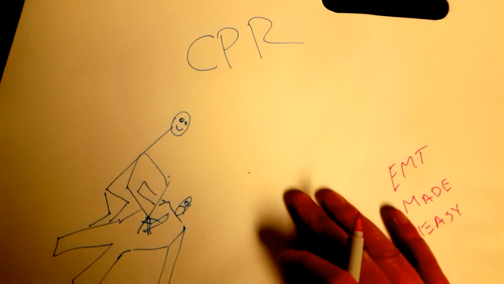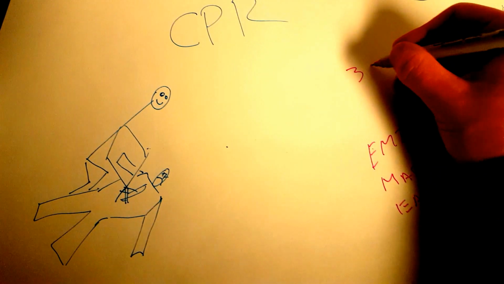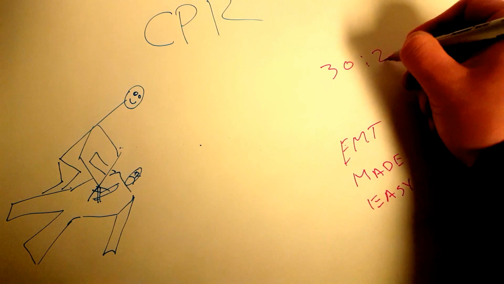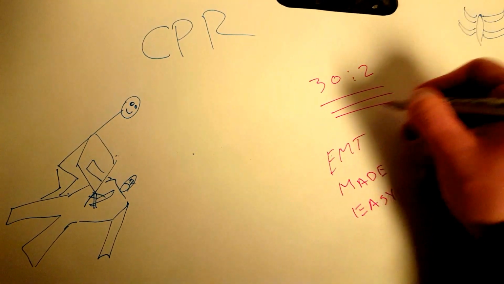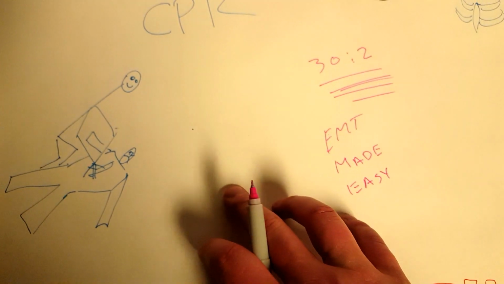Hey guys, making a quick video on CPR, just compressions and breathing. So the compression to breathing ratio is 30 compressions for every 2 breaths, okay? And I'm gonna go over why the depth is so important and why the ratio is so important.